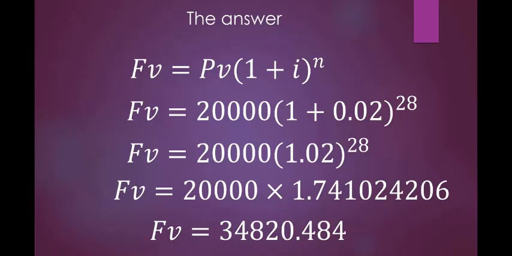For PV equal $20,000, I equal 2% and N equal 28, the amount or the future value will be equal 34,820. Note that FV must be greater than PV.